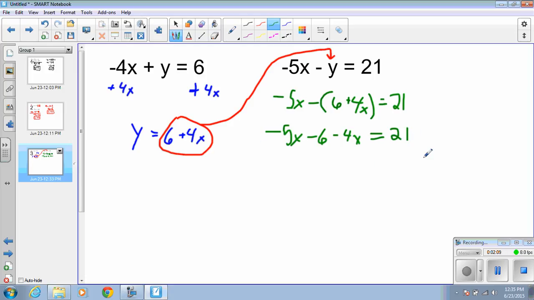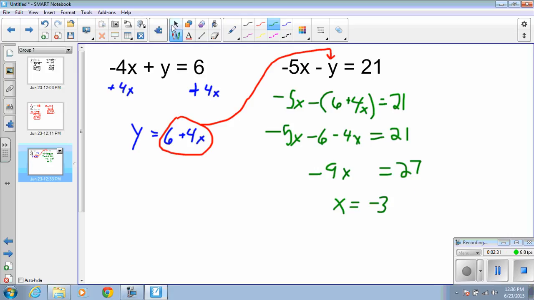Now we add our like terms. We would add 6 to both sides. That would give us 27 on this side of the equation. And add the x terms together. That tells us that we have negative 9x on this side. Divide both sides by negative 9. You'll get x is equal to negative 3.